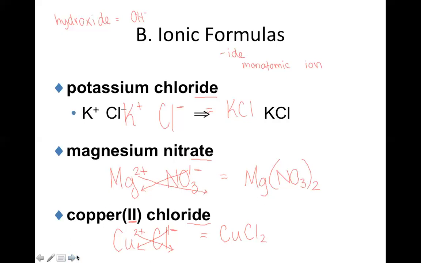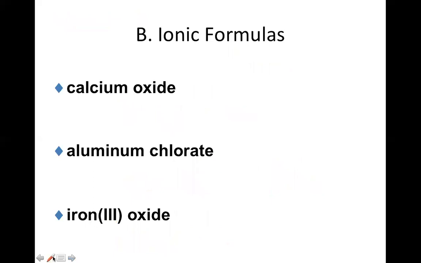All right, let's look at some more. So here we have calcium oxide. How do we know it's ionic? Calcium's a metal. Oxide, again, IDE tells us that it's a monatomic ion, one type of atom, which is oxygen. So calcium's a metal, oxygen is a nonmetal. So calcium is Ca. It has a 2 plus charge. Oxide, so oxygen is O. It has a 2 minus charge. Crisscross or cancel. We would cancel those to get CaO.